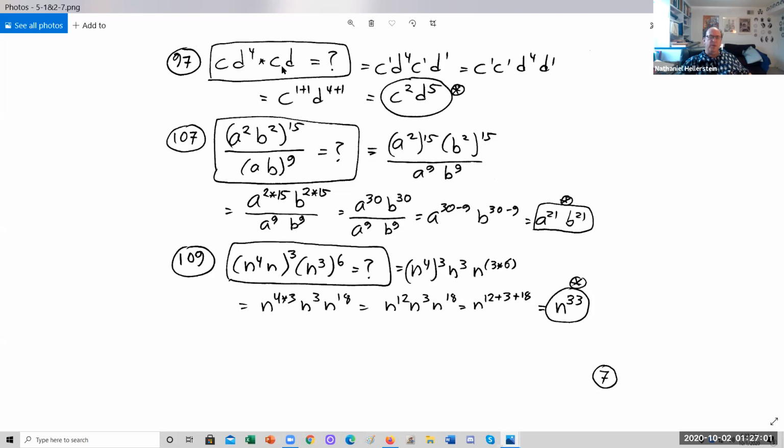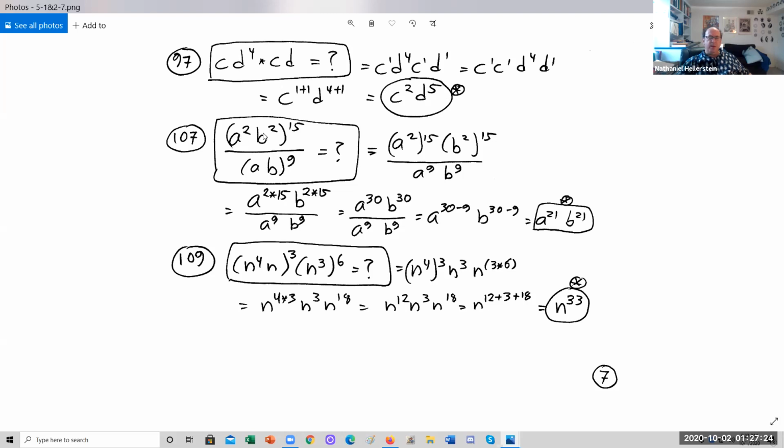C d to the 4th times c d. Well, again, these are all first powers. We have to take care to put those ones there and there. All right, c to the 1, c to the 1, that's c to the 1 plus 1, which is c squared. D to the 1, d to the 4, that's d to the 4 plus 1, that's d to the 5th. So c squared, d to the 5th.